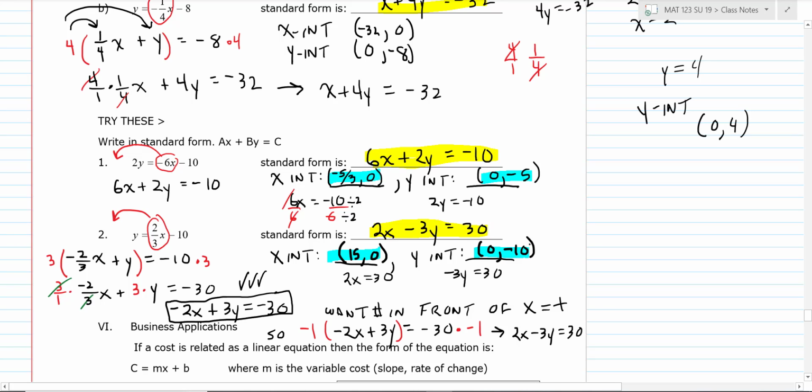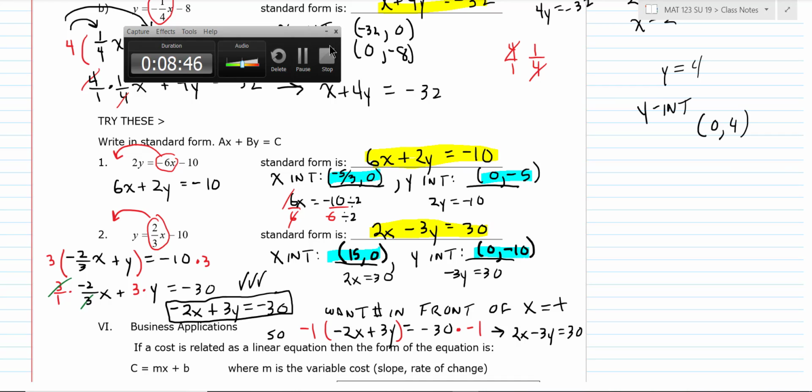So it's real beneficial, if you're in standard form, to quickly find those intercepts. As I say, you'll be doing that in some business applications that we do a little bit later called linear programming. You'll be doing that quite a bit. So you want to be able to do that quickly and efficiently.